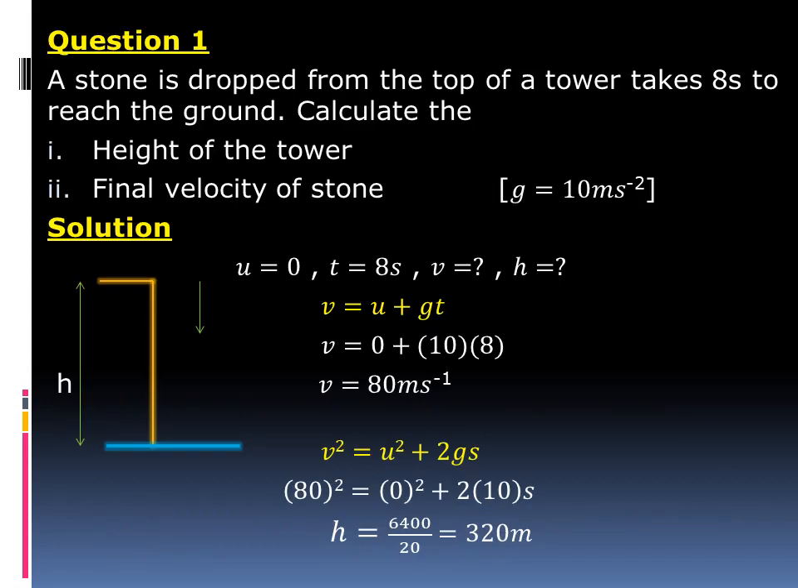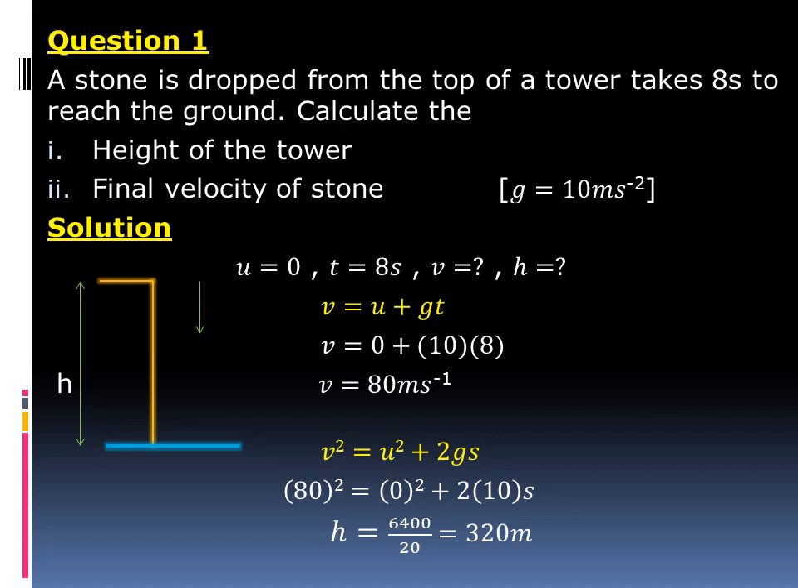Now let's take a look at the first question, which reads: a stone is dropped from a tower. It takes 8 seconds to reach the ground. Calculate the height of the tower. And the second part, calculate the final velocity of the stone. g, as usual, will be taken as 10 meters per second squared.